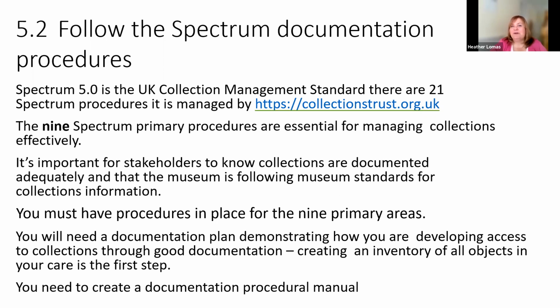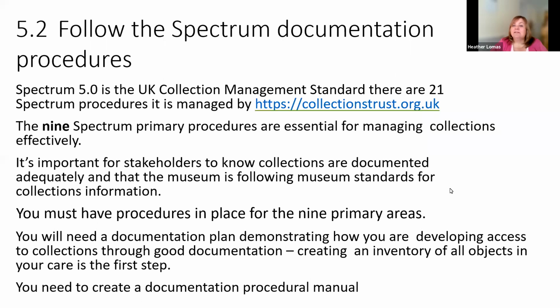So if you want to have a look at all of those, please do go to the Collections Trust website and download the full standard. But for the Accreditation Standard, there are 9 Spectrum primary procedures which are essential for managing collections effectively. And the reason it's important that we follow these is that people need to know that collections are documented adequately, and that the museum is following museum standards for collections information. So you must have procedures in place for the 9 primary areas. And you will need a documentation plan to demonstrate how you are developing access to collections through good documentation.